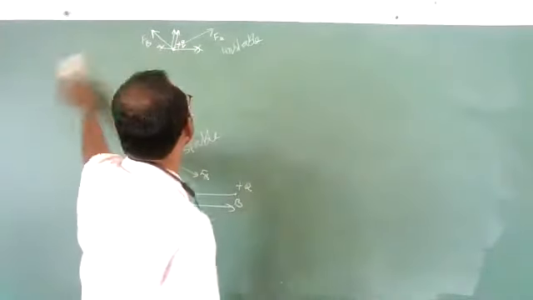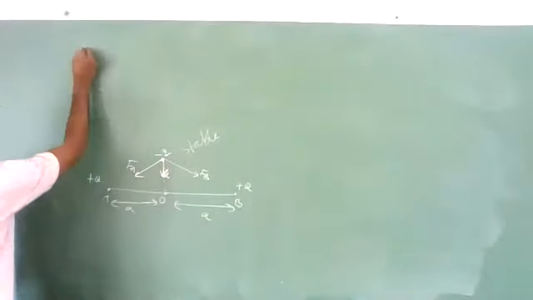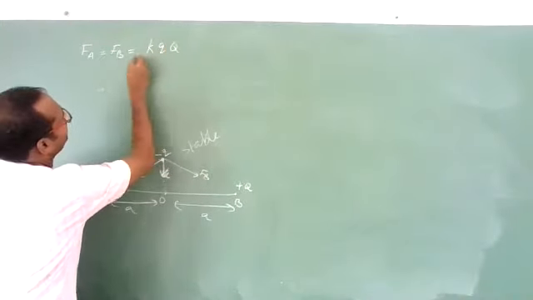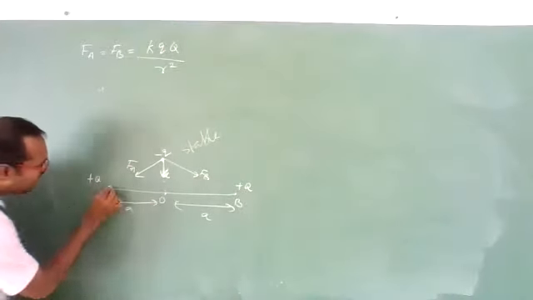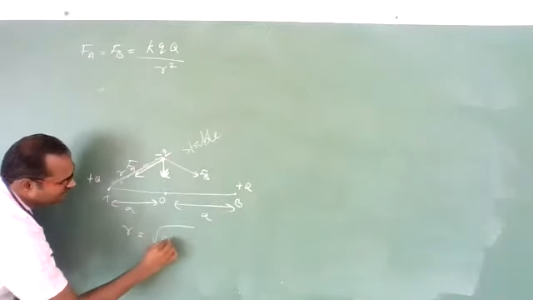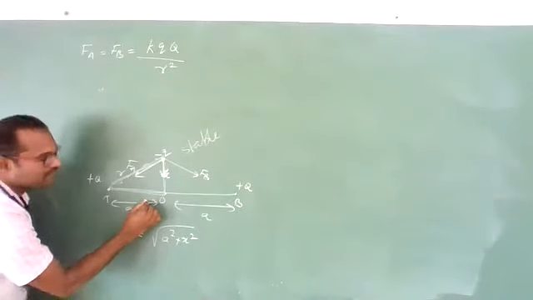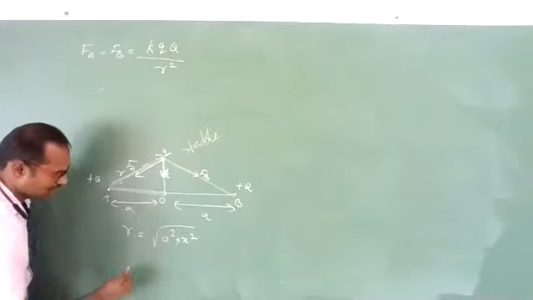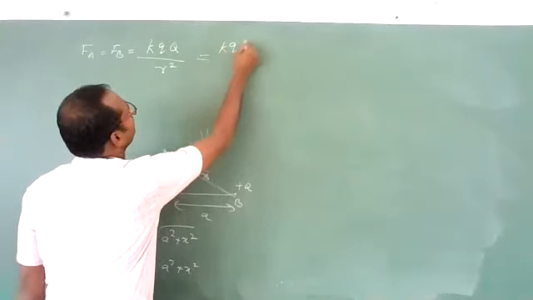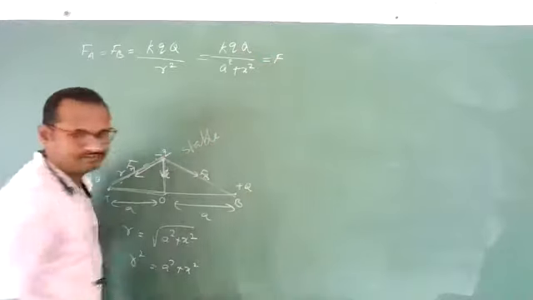Okay? See here, two forces are acting, FA and FB. So what will be FA? FA value, FB value, both are equal. That is K small q capital Q by R square. But what is R? This distance is R. This R can be written as under root of A square plus X square. Yes or no? See, this is a right angle triangle. This is X, this is A. This is also the same R, A and X. So R square can be written as A square plus X square. Means this value is KqQ by A square plus X square.